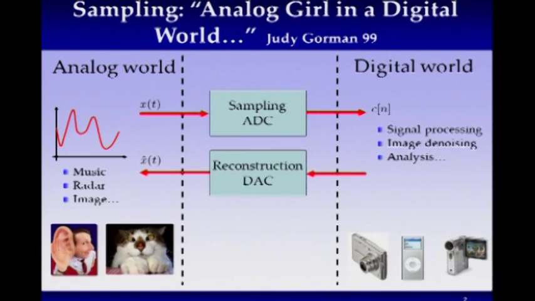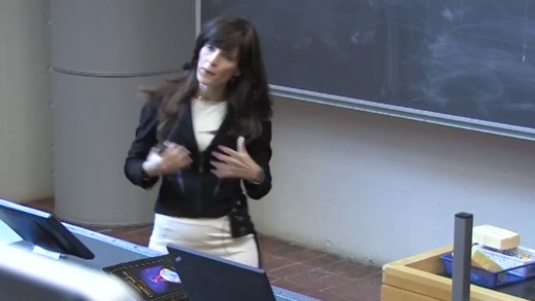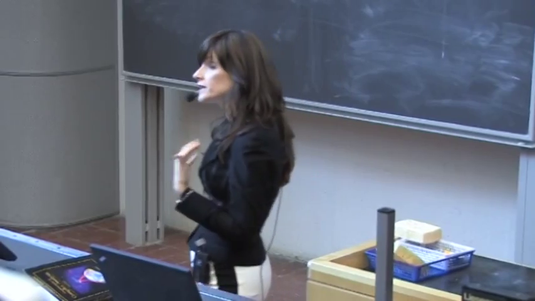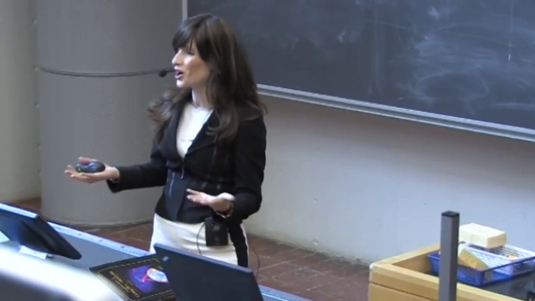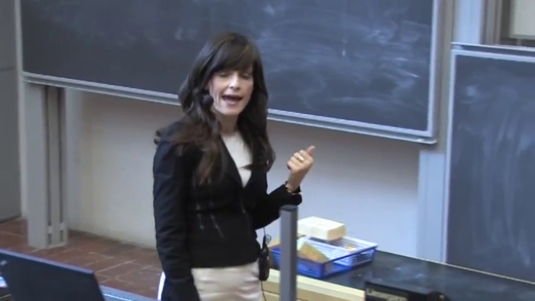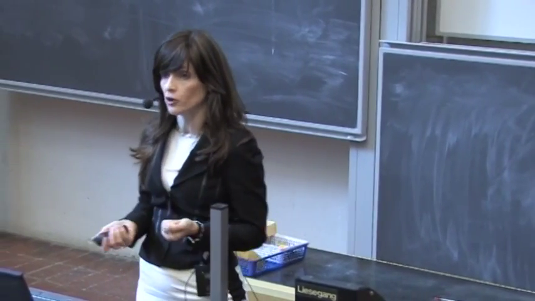There's a really nice song by Judy Gorman, who's not an engineer, so I don't know what she means by this song, but it's very good for this slide. She sings about being an analog girl in a digital world, which very nicely captures the essence of sampling. Because what we're going to be focusing on are signals that are analog, for example, radar, music, images. But what we want is to extract information from these signals, and we're going to extract them in a digital way. And that's because, as we all know, we prefer, nowadays at least, to do things digitally because of the flexibility and the algorithmic power offered in the digital domain.